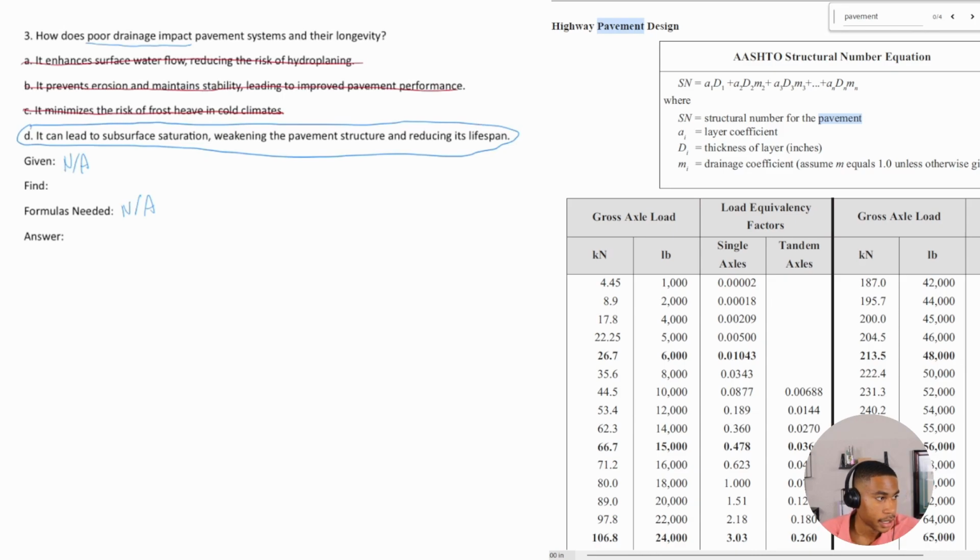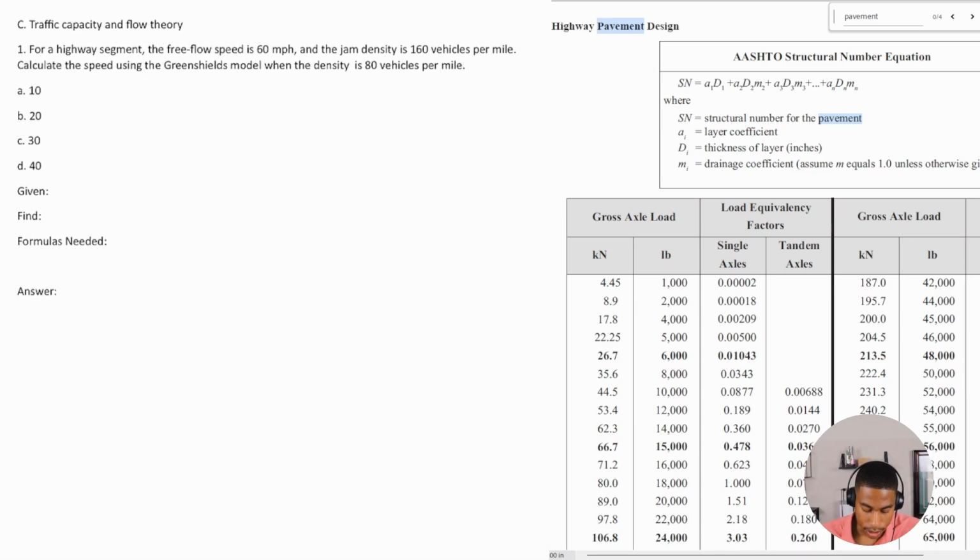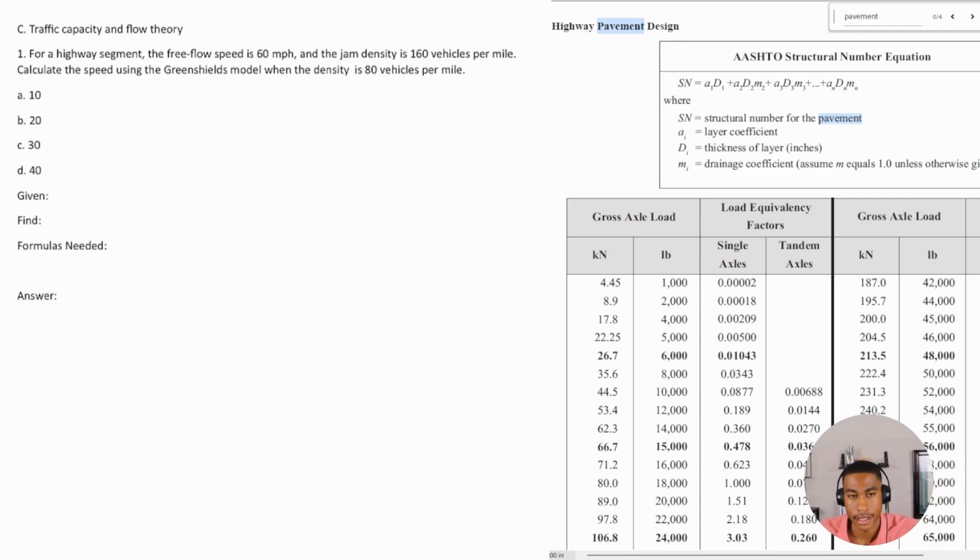All right, so this concludes our highway pavement design section. In the next section, we'll be looking at traffic capacity and flow theory.